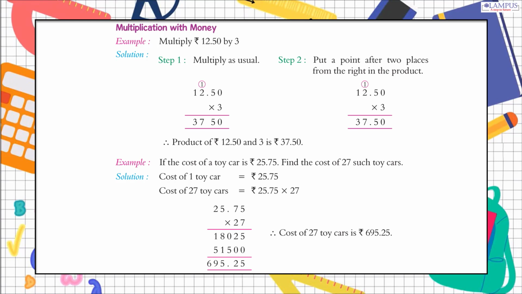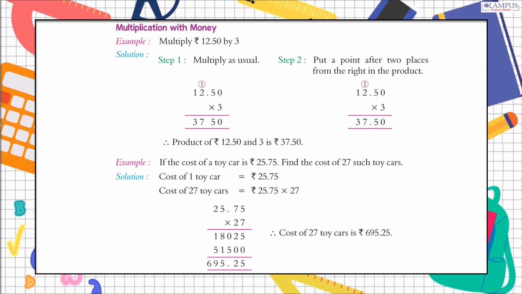Example. If the cost of a toy car is rupees 25.75. Find the cost of 27 such toy cars. Solution. Cost of one toy car equals rupees 25.75. Cost of 27 toy cars equals rupees 25.75 times 27. Multiply as usual. 2575 times 27. Multiply by 7 ones. 2575 times 7 ones equals 18,025 ones.